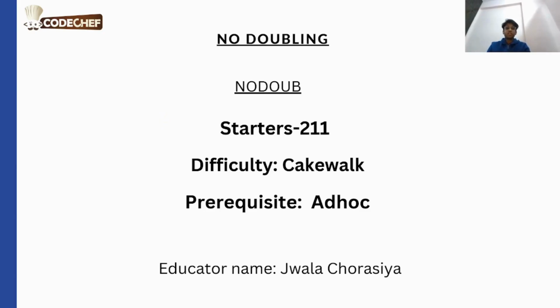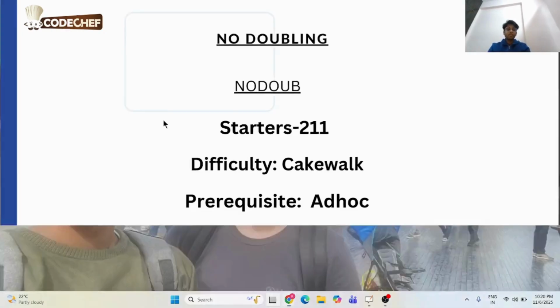Myself Jala Charasi, and today we are going to solve the problem which came in Starters 211. The name of the problem is No Doubling, and the problem code is NODOUBT. The difficulty rating of the problem is cakewalk, and the prerequisite is ad hoc. Let's start by reading the problem statement.